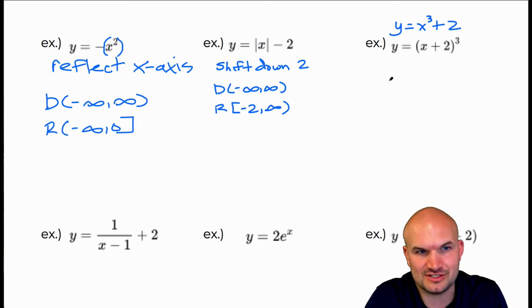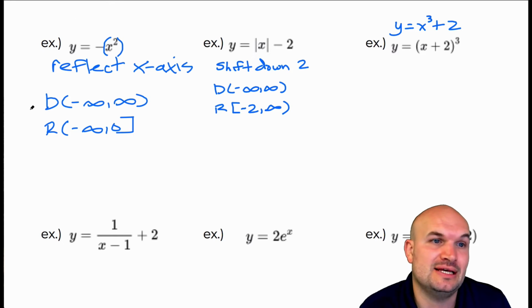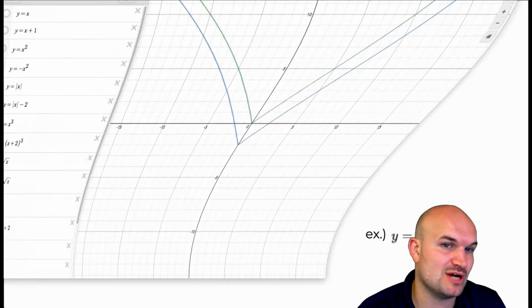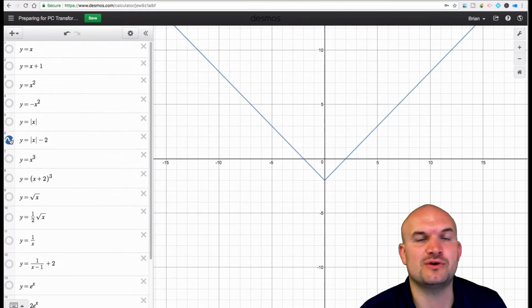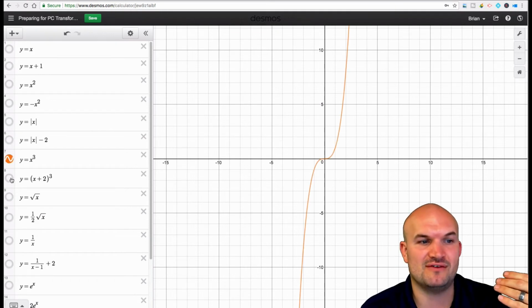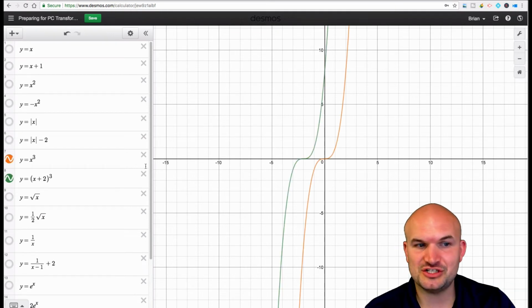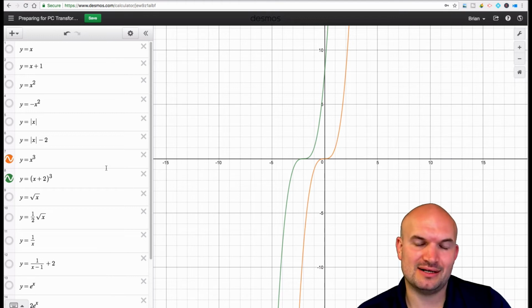So what does that do? Because so far we've only looked at operations on the outside. So when we add or subtract a number on the inside, that's not going to affect the graph vertically. That's now going to affect the graph horizontally. And it doesn't shift the graph 2 units to the right, right? Because that's usually what people will think.